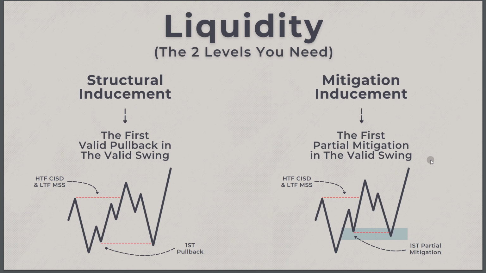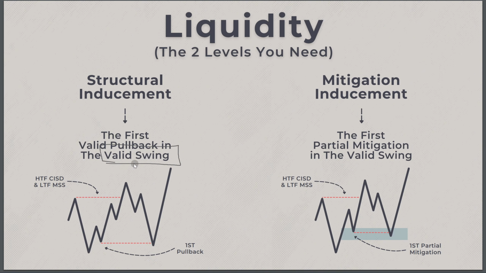Now into liquidity, and those are the only two levels you'll need in this setup. Those are the only two levels we're going to be trading off. The first one is a structural inducement, maybe a new term to you, but it's basically an inducement that is part of the structure. On the low time frame, there was definitely a pullback, and there were some people entering off that level. And it's really a valid liquidity level. It's the first valid pullback in the valid swing. Now, what is a valid pullback? We're going to cover this on the next slide.